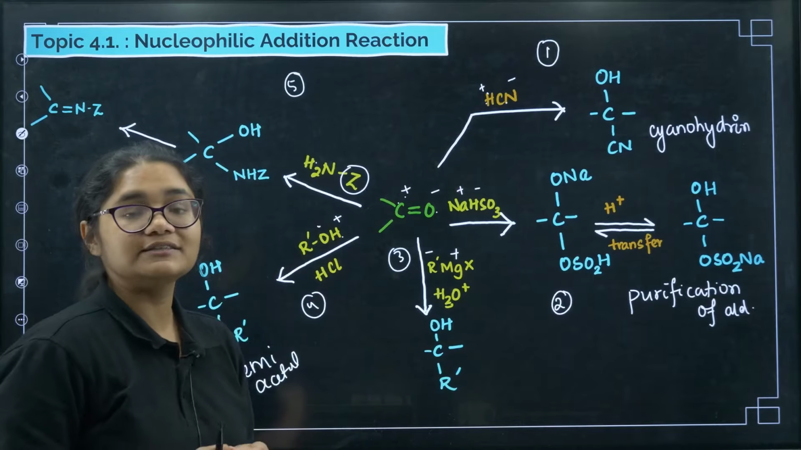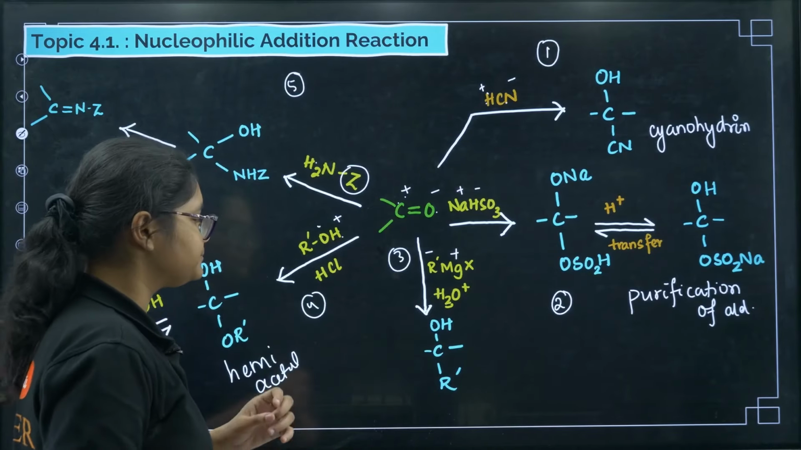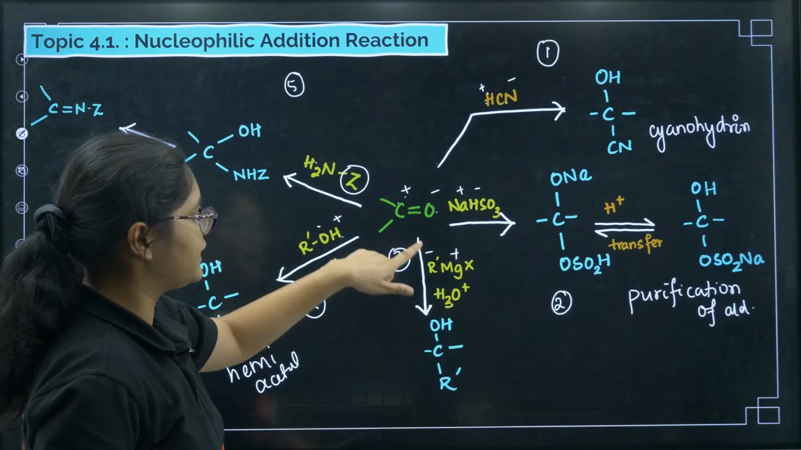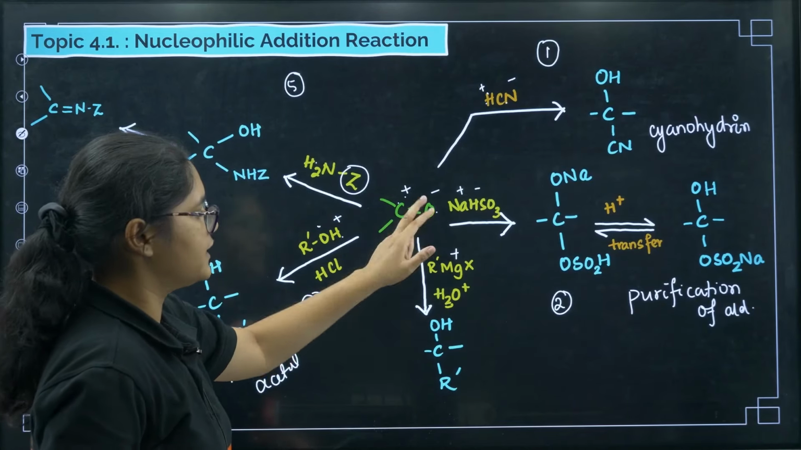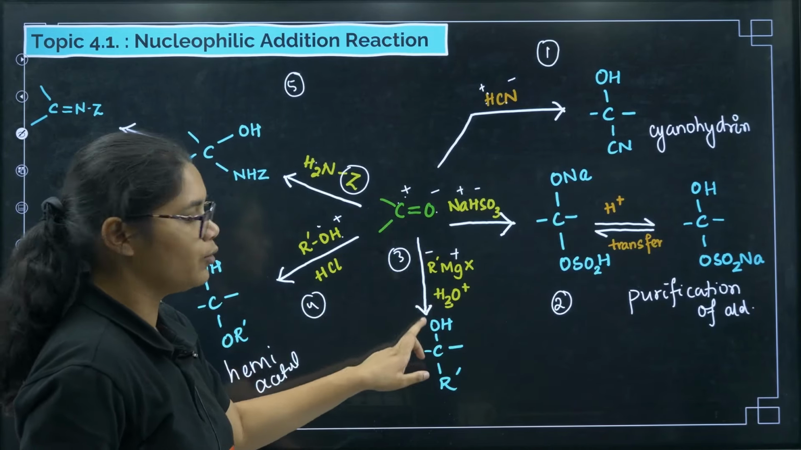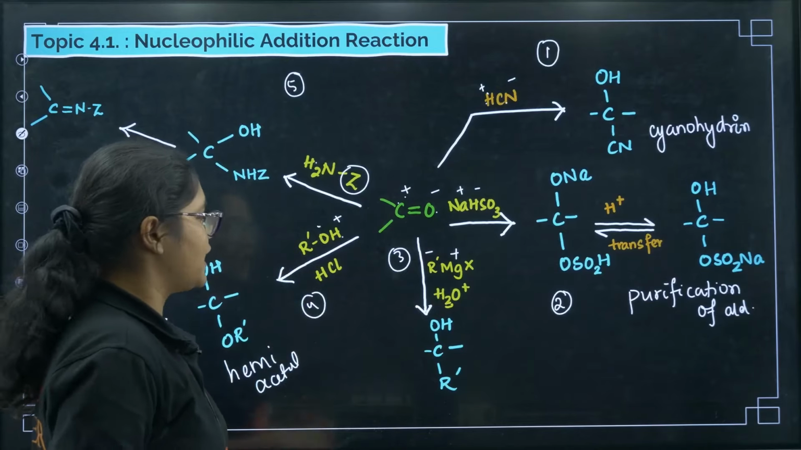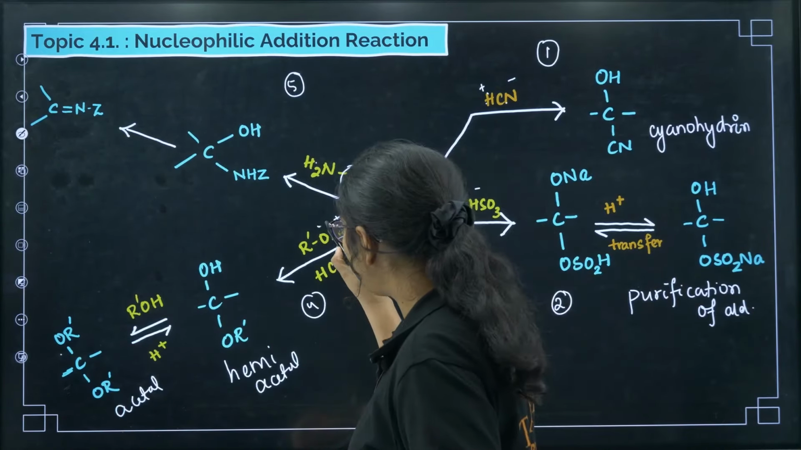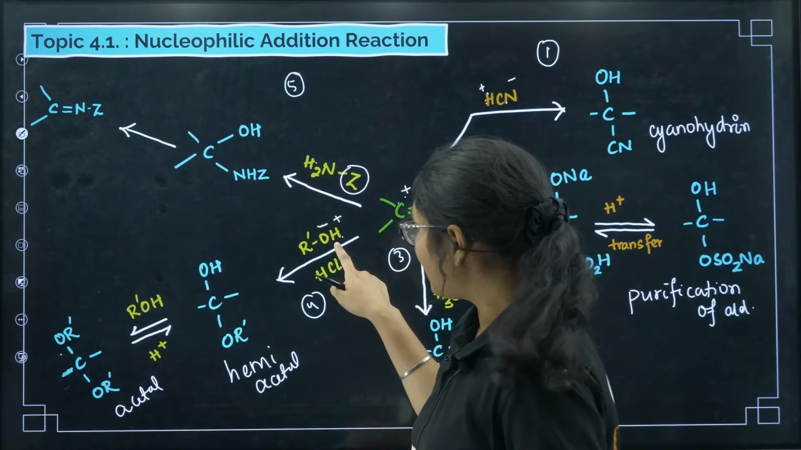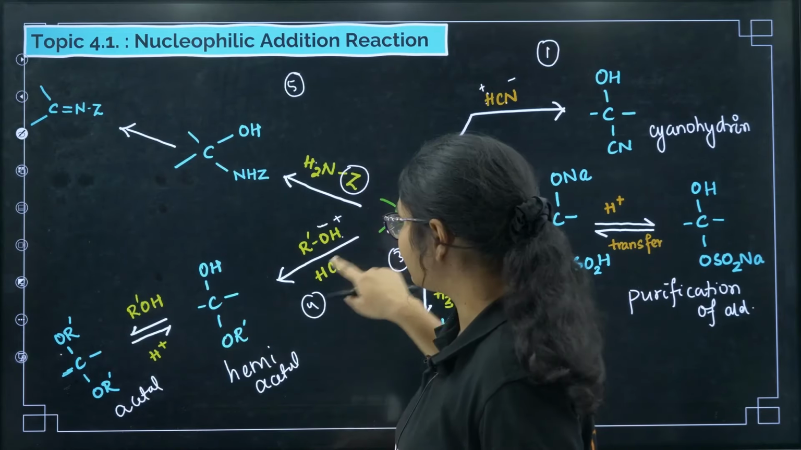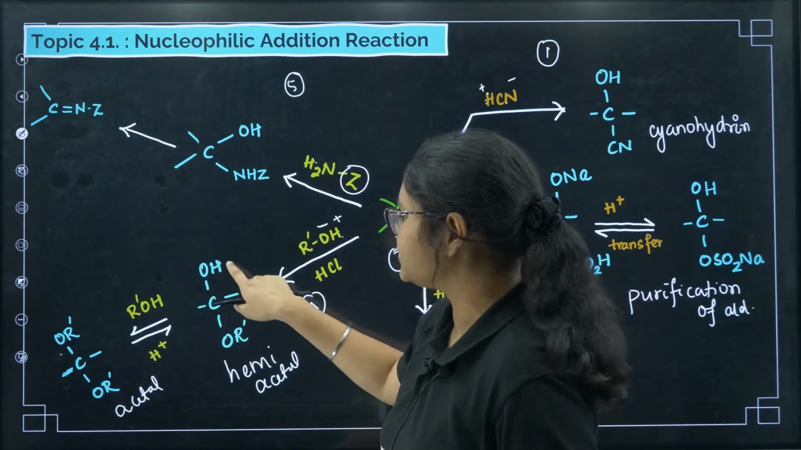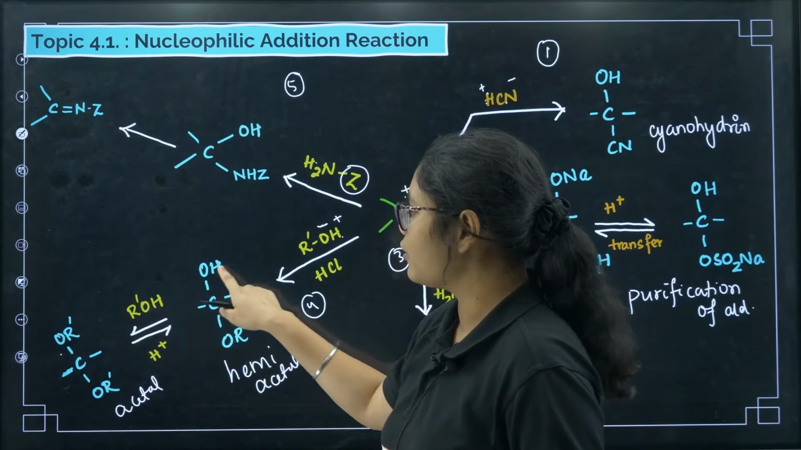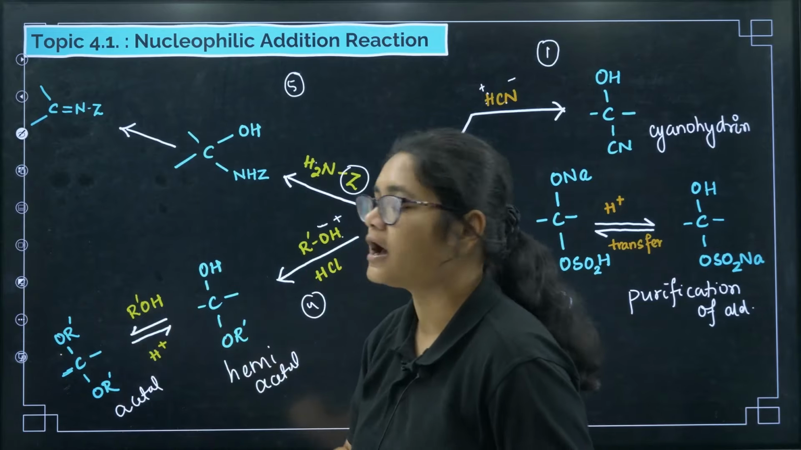The third one was addition of Grignard reagent, right? This is very simple, R minus MgX plus. So C will take the R, O will take MgX, then with hydrolysis this O will become OH. The next one is addition of alcohols. Yes, this is important. So here we have RO minus and H plus. RO minus will attack the carbon, and O will take the H. Now if another molecule of alcohol attacks, this OH will be replaced with OR dash.